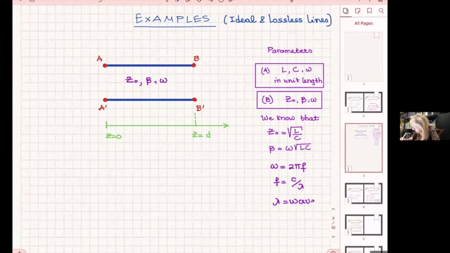Do you remember these formulas from previous classes, from circuits or from whatever we had so far? At least in physics, F times lambda is C, which is the velocity of light in the medium. Here there are ideal transmission lines. Obviously the velocity of light we will assume is the same, like in free space. Okay, so these are your parameters.